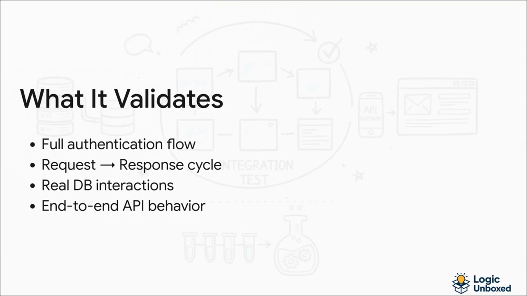Right, so here's the key. An integration test validates the entire chain. Let's say you're testing a login API. You're not just testing one method, you're testing the whole flow. A request comes in, it goes through your authentication, it hits your business logic, it talks to the in-memory database, and it generates the correct response. You're testing the system as a whole.